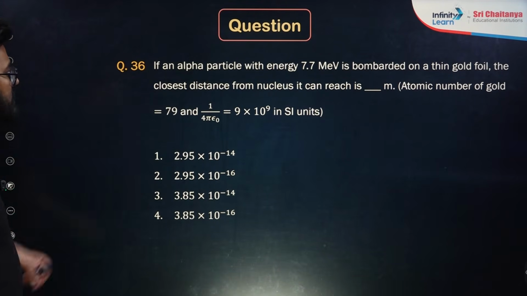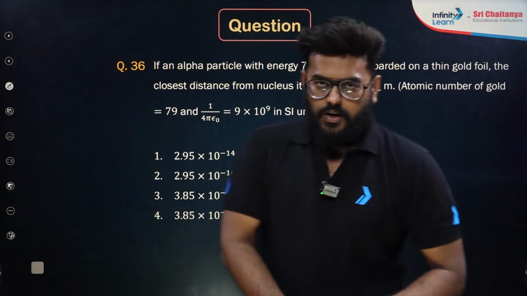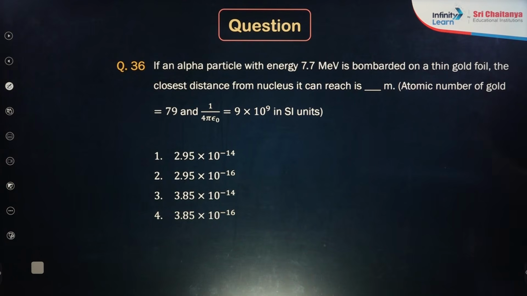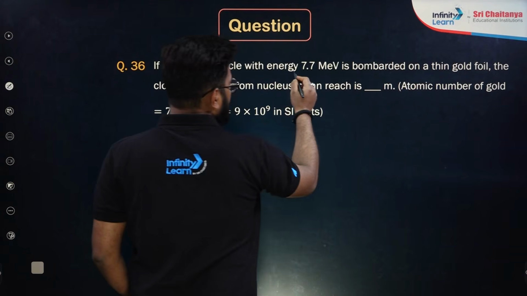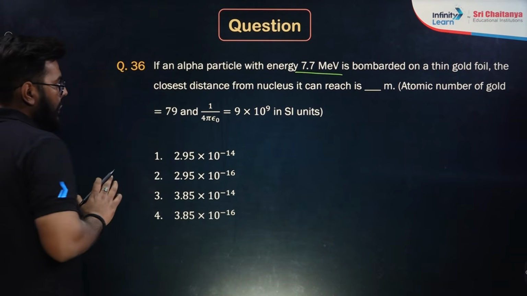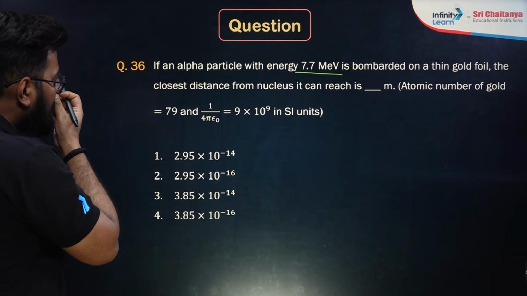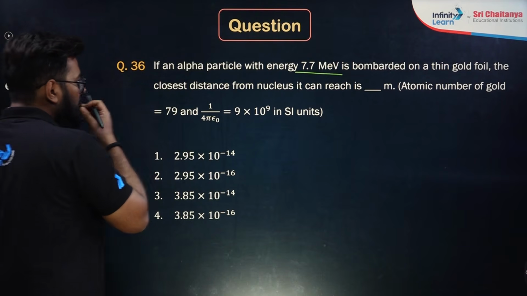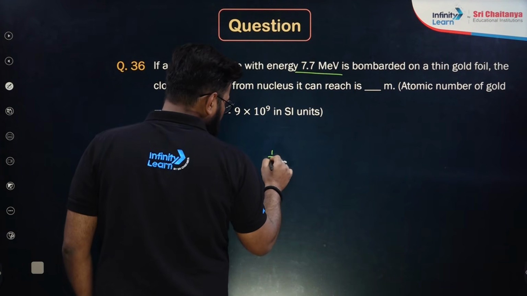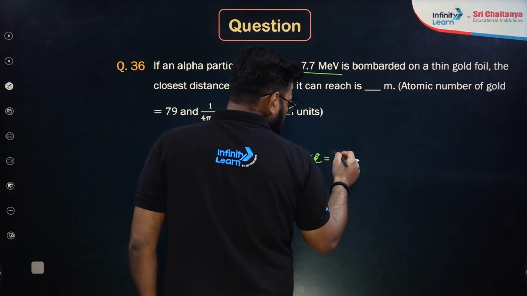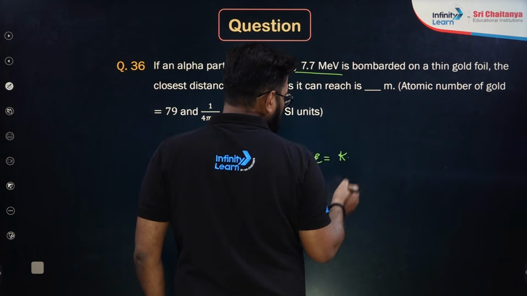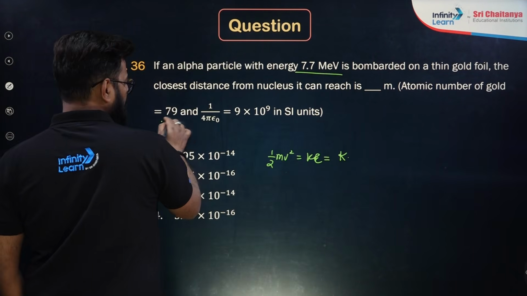If an alpha particle with energy 7.7 mega electron volt is bombarded on a thin gold foil, the closest distance from the nucleus it can reach is. What is going to be the closest distance from the nucleus it can reach? See, the closest distance is going to be when the entire kinetic energy gets converted into the potential energy. So, if an alpha particle is having this much energy, convert this entire energy, this half mv square, the kinetic energy, as k, that is 1 upon 4 pi epsilon naught, Ze, right?